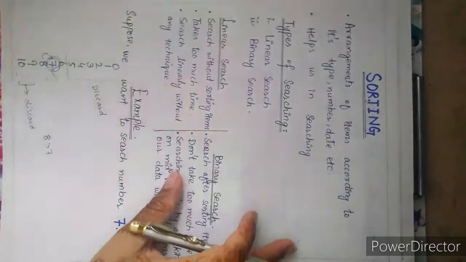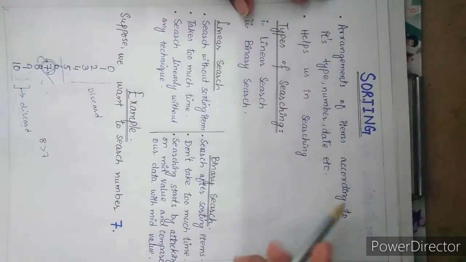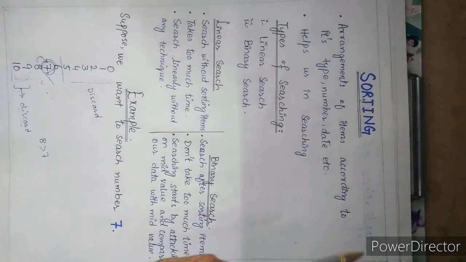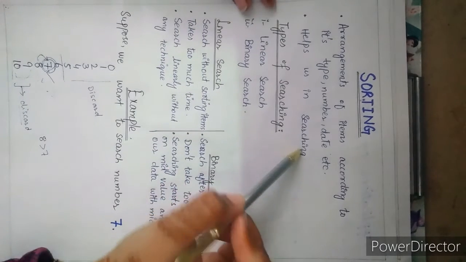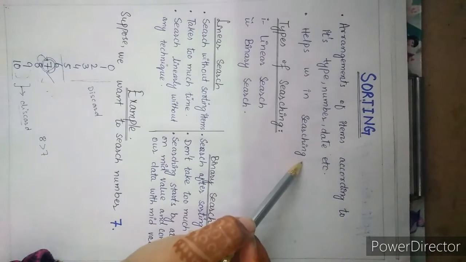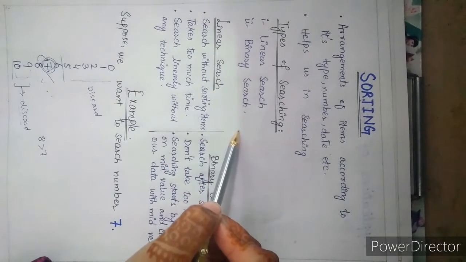Then our next topic is sorting. Sorting is the arrangement of items according to their type, number, date and size. Why do we use sorting? We use sorting because it helps us in searching. There are two types of searching: one is linear search and the second is binary search.